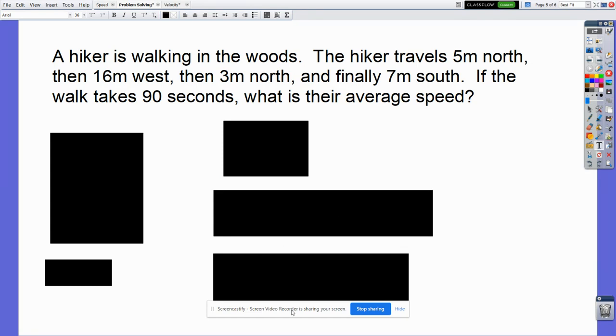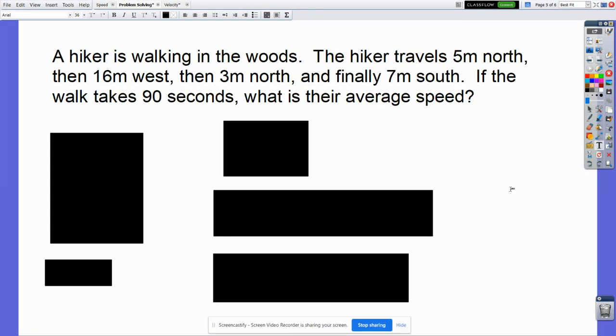Let's do another one. A hiker is walking in the woods. The hiker travels 5 meters north, then 16 meters west, and then 3 meters north, and finally 7 meters south. So this sounds a lot like one of our distance and displacement type questions. If the walk takes 90 seconds, what's their average speed?